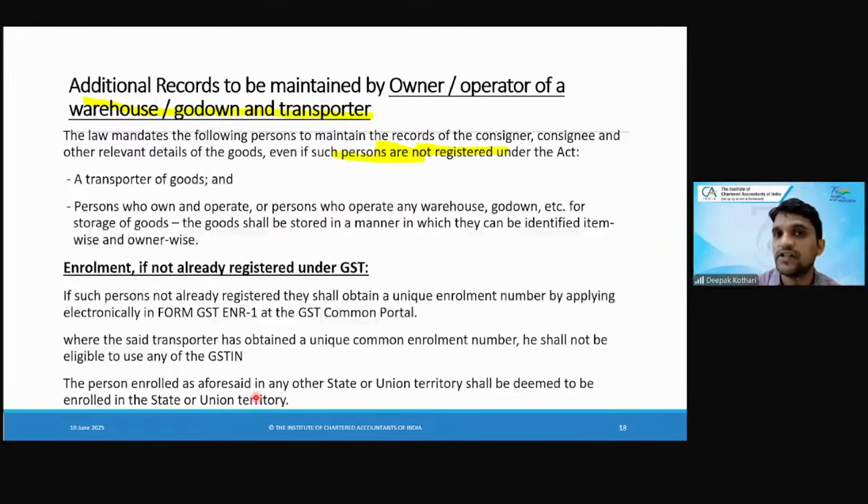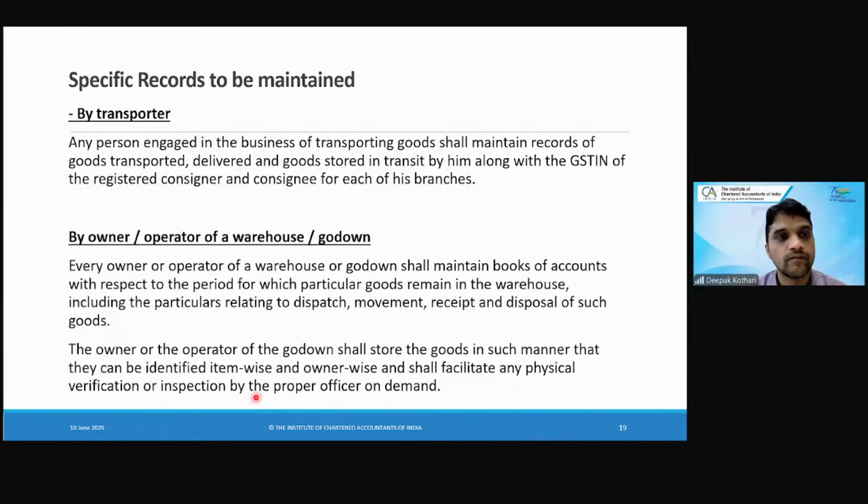That enrollment is sufficient. One enrollment for all the states is sufficient. Okay. The specific records to be maintained by a transporter: a person who is engaged in transporting goods shall maintain records of goods transported, delivered, and goods stored in transit, along with the GSTIN of the registered consignor and consignee. For each of the transporter's branches, he will have to maintain this. Means, so centralized enrollment, correct.